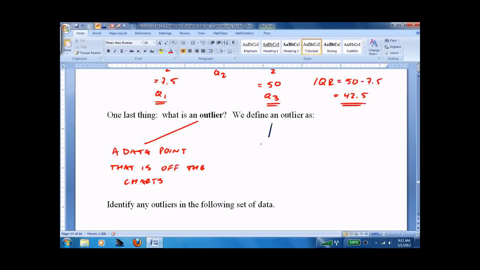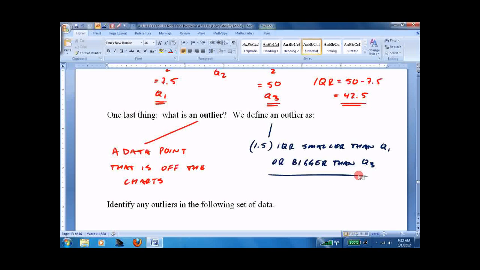We can actually define an outlier as any data point that is 1.5 times the interquartile range smaller than Q1 or bigger than Q3. That, of course, is totally meaningless until I show you an example, so let's give it a shot.